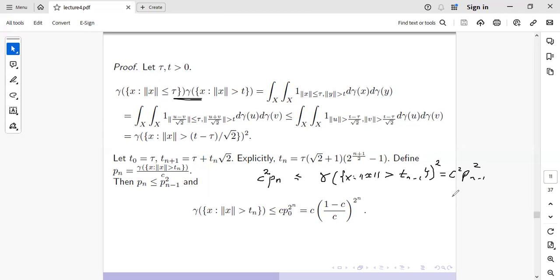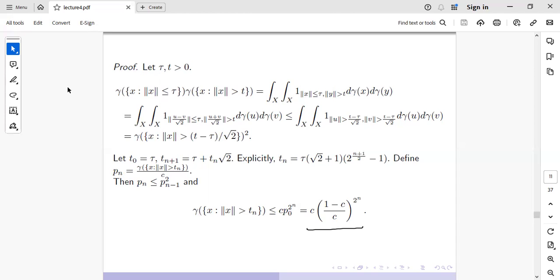So now if we iterate this estimate, we will get that Pn is less than P0 to the power 2 to the power n. Okay? This means that the measure of the complement of the ball of radius Tn is less than such quantity. And note that (1 minus C) over C is less than 1. So these measures converge to 0 at a very high rate.